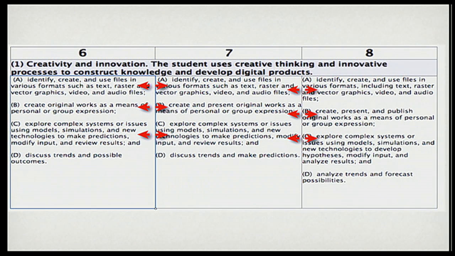You'll notice on this slide, 6th, 7th, and 8th grade, where there's an arrow, all of those are similar. So creativity and innovation 1A in 6th grade is the same as 1A in 7th grade and 1A in 8th grade. So those are very, very similar. Same thing for 1B in 6th grade, 1B in 7th grade, and 1B in 8th grade. Same thing for C. So 1C in 6th grade is the same as 1C in 7th grade, is the same as 1C in 8th grade.